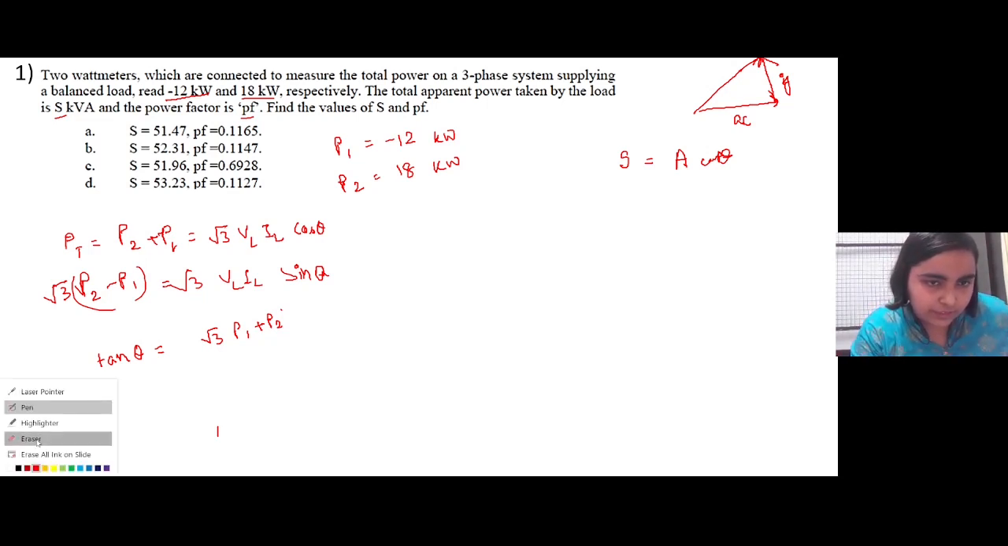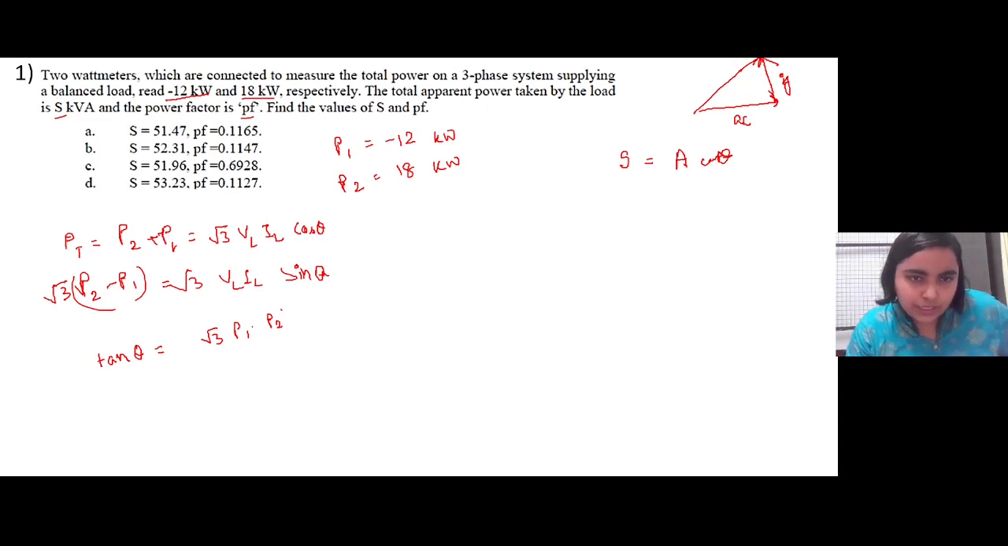Let me get the eraser. So it is root 3 times (P2 minus P1) by (P2 plus P1). Let's write it in this way. Since we have P1 and P2, we can calculate theta. From that, we can calculate cos theta, from which we can get the apparent power, right? So could you calculate theta?